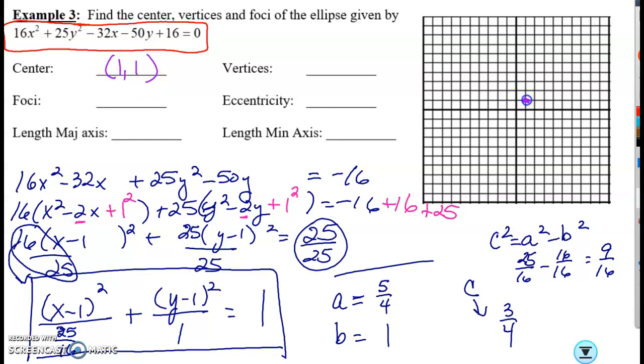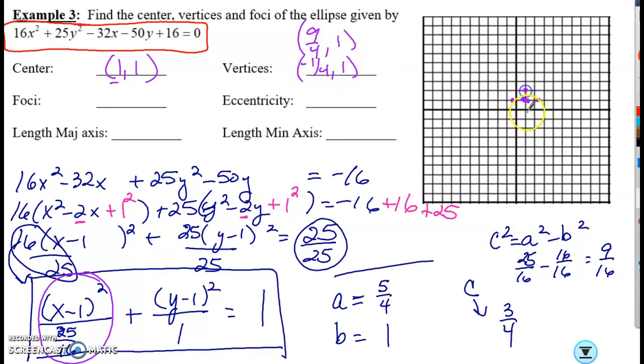There's my center. And we are going to go out the A value in the X direction because it's under X. So we are going to go a little bit more than 1 for our major vertices. So that's affecting the X values. And so if we add 5 over 4, we're going to get 9 over 4, comma 1. And we subtract 5 over 4, we're going to get negative 1 over 4, comma 1. Those are those 2 points.